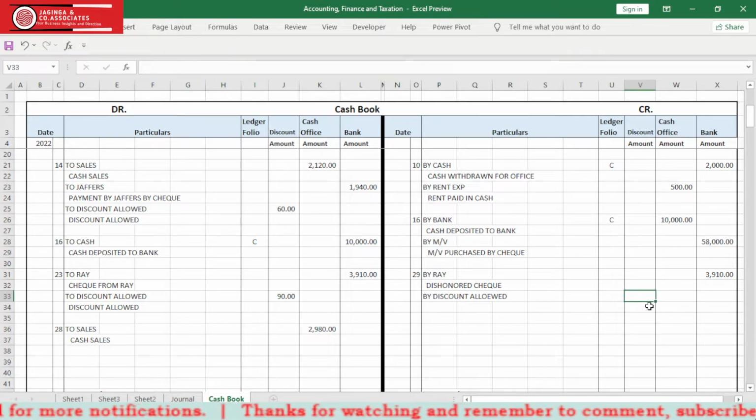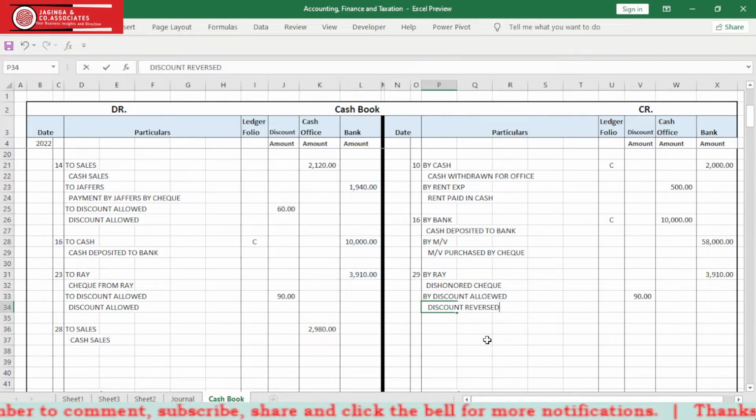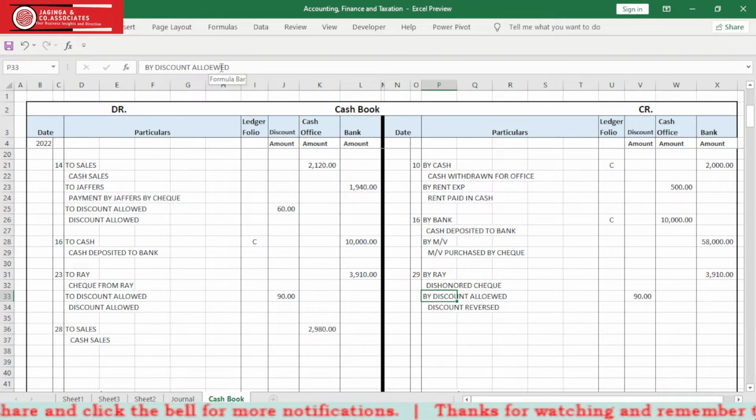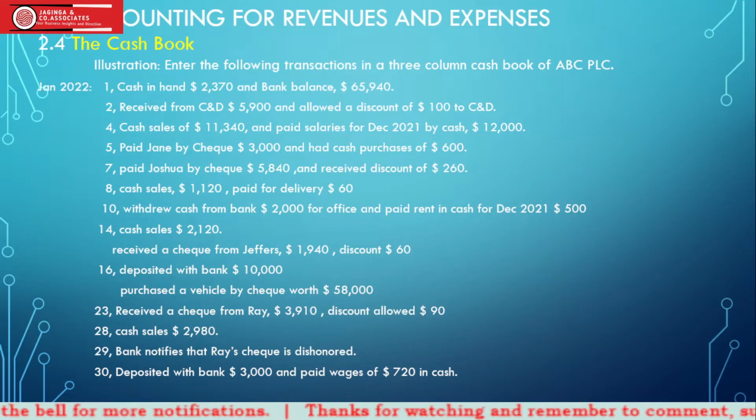So here the discount here will write 90. Then again here we are saying discount reversed. So the reversal here is just because the check was dishonored, so the amount that we are supposed to receive we could not receive. So we also must reverse the discount. So again, we're coming here.